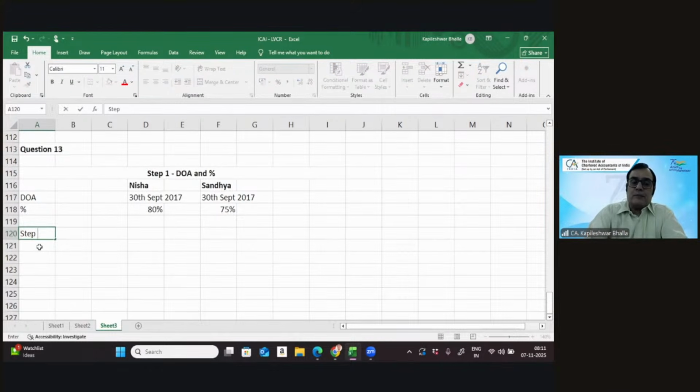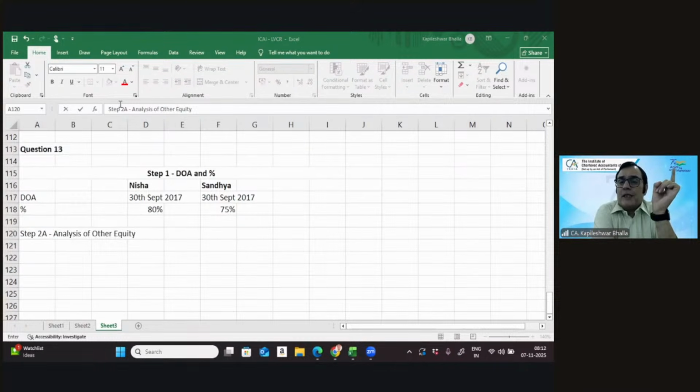Now let's go to step number 2A, where we need the analysis of equity. So it's a good idea now to ask you a few questions. Tell me how many focus points are there in step number 2A. So what is the number of focus points as we decided in this particular step? Yes, three focus points. That's correct. One is we need to consider the other equity of the subsidiary, good.